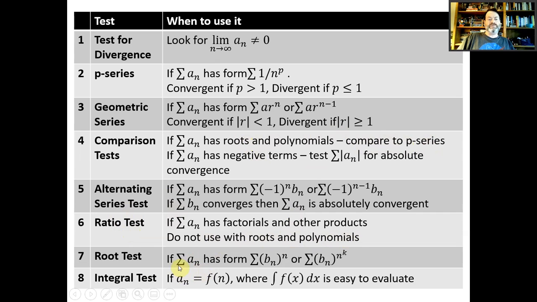Root test is the easiest one. If you see an n in an exponent, do the root test. Or n to any power in an exponent, go ahead and do the root test. Then the last one was a test we studied kind of earlier in chapter 11. But it's the last test to use because these integrals can be hard to do. So if you don't see an easy integral to do, it's probably not the integral test.